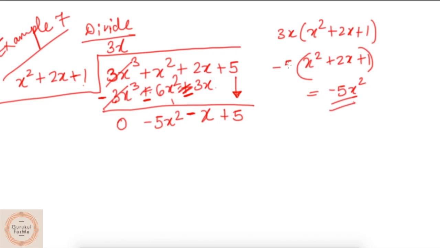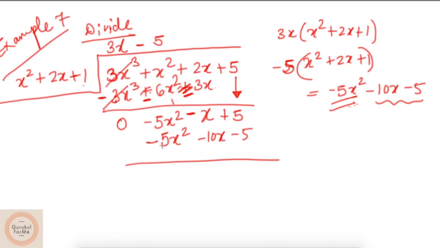Can I say that I'll multiply that with minus 5? Because the moment I multiply this with minus 5, I'll get minus 5x square minus 10x minus 5. I need not bother what the other terms are, but I'm more concerned with the first term. So I multiply the whole divisor with minus 5 and I get minus 5x square minus 10x minus 5. What did I do? I did it deliberately because the first term has to match, and then I subtract.